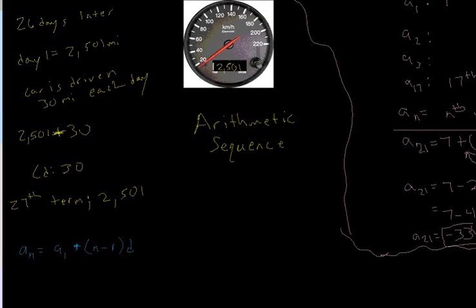Now I'm going to take a look at some of the facts again. The first fact that I can write down, let's use the green this time, is a sub 27 equals a sub 1, which is the current mileage, 2,501, plus, well, n is going to be 27, minus 1, times d, and that difference is, remember, 30.